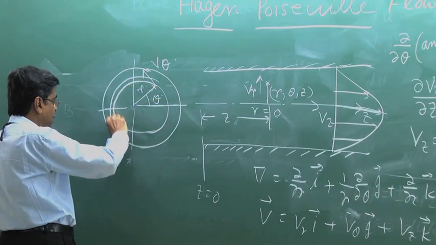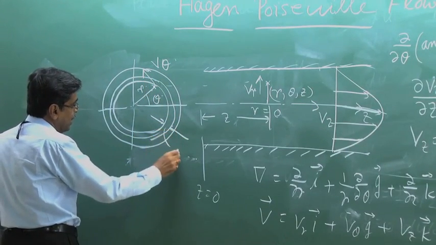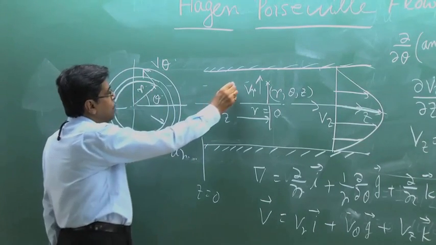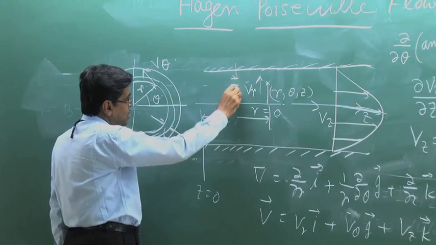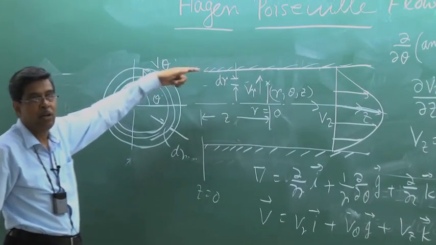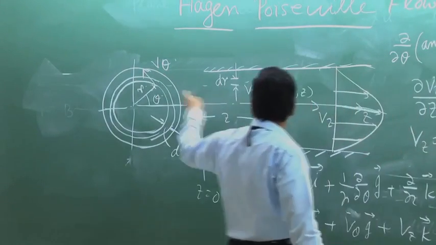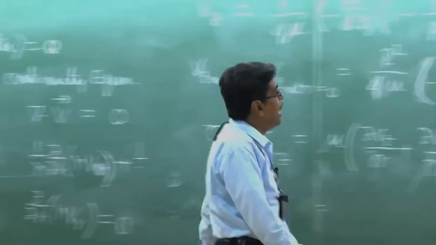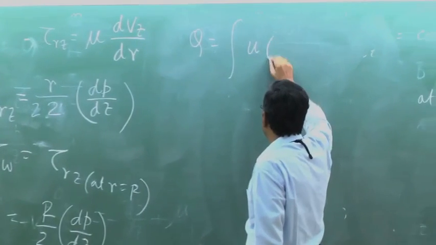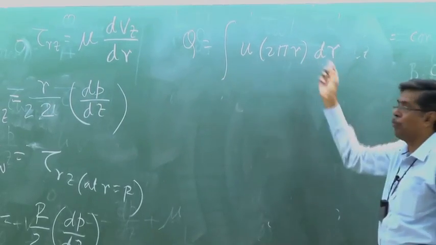elemental annular area with thickness dr at a radius r, which is represented here like this. This is the dr in this diagram, which is an annular ring with thickness dr. That means therefore the area of the annular ring is twice pi r dr, and this is written as u into dA, that is twice pi r dr. So this is the volumetric flow rate, u into dA.